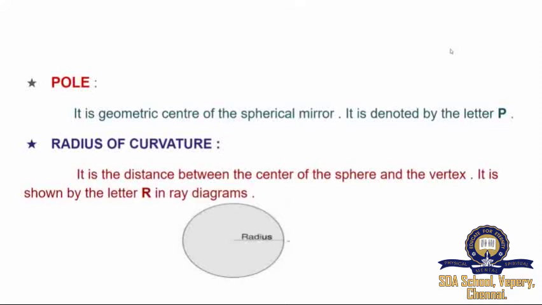Next one is pole. It is the geometric center of the spherical mirror and is denoted by the letter P. Radius of curvature. It is the distance between the center of the sphere and the vertex. It is shown by the letter R in ray diagrams. The vertex is the point on the mirror surface where the principal axis meets the mirror. So, it is called the pole.